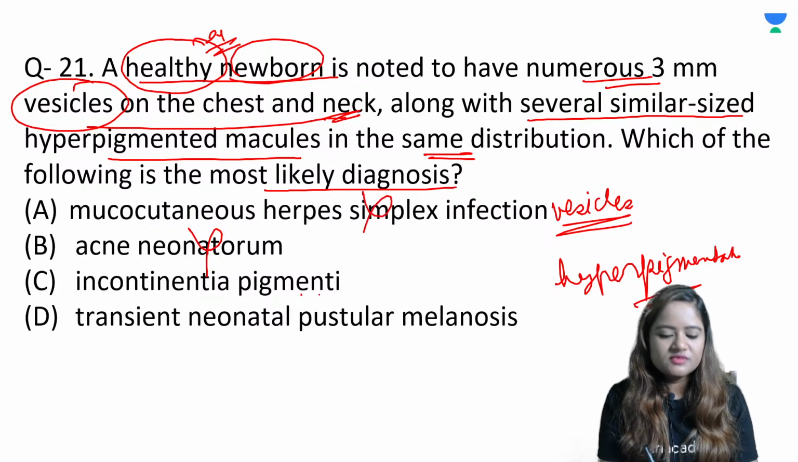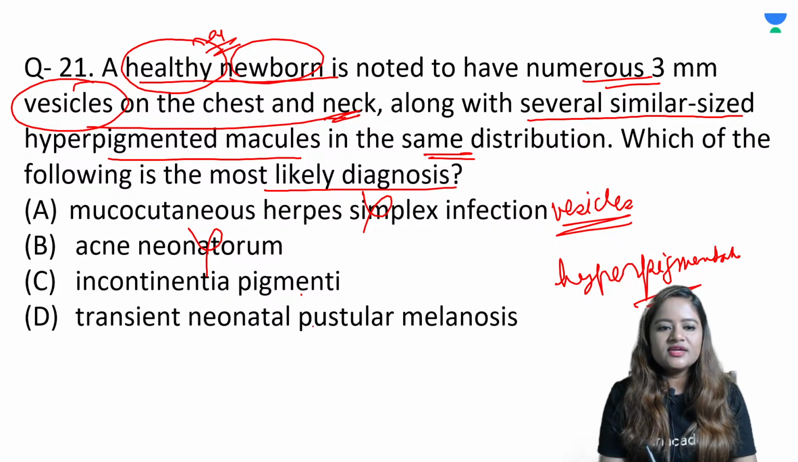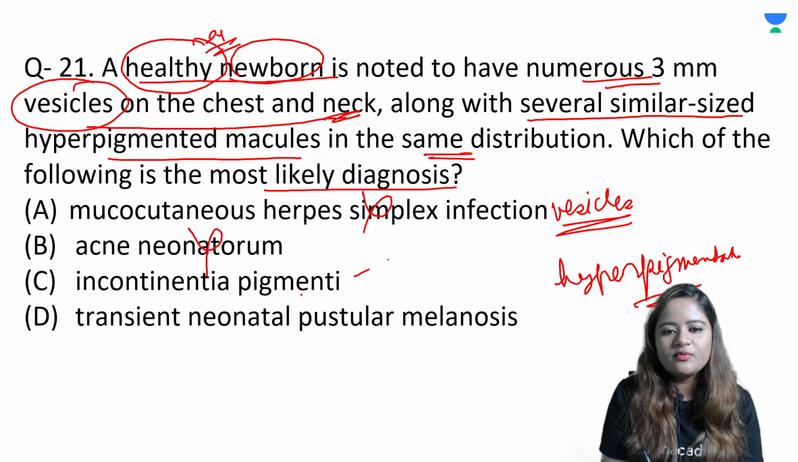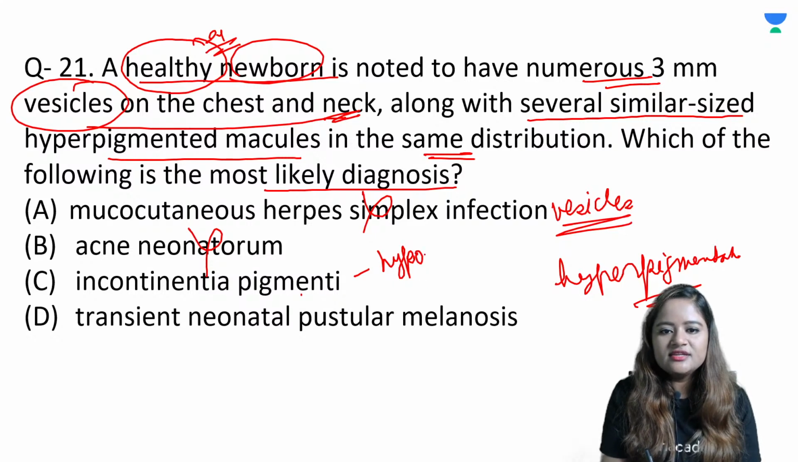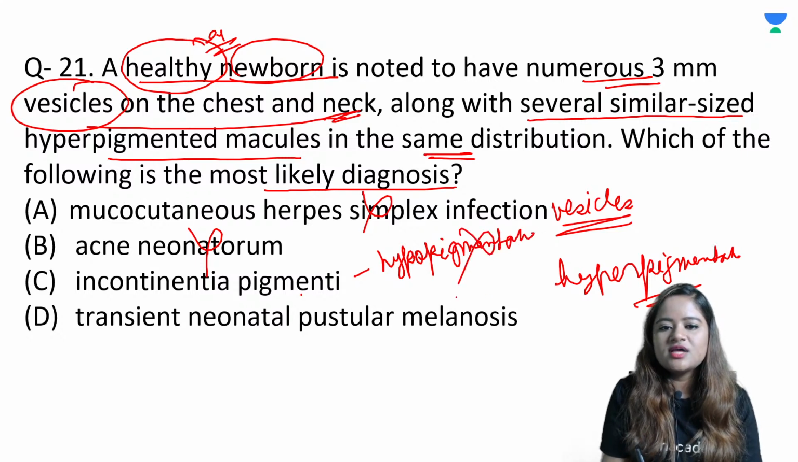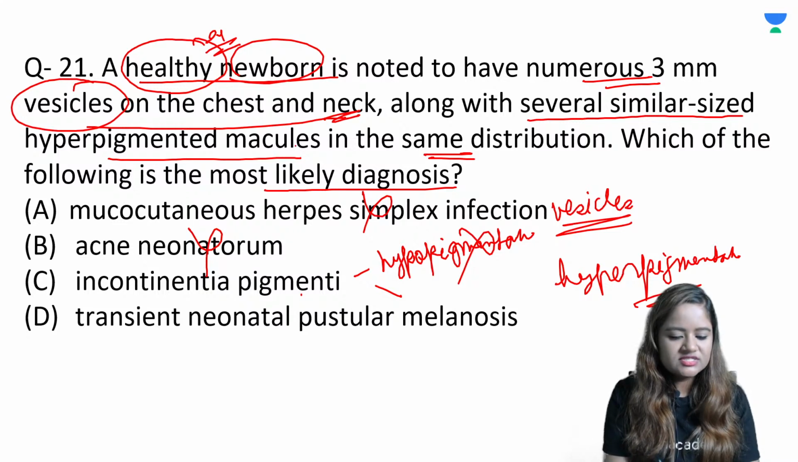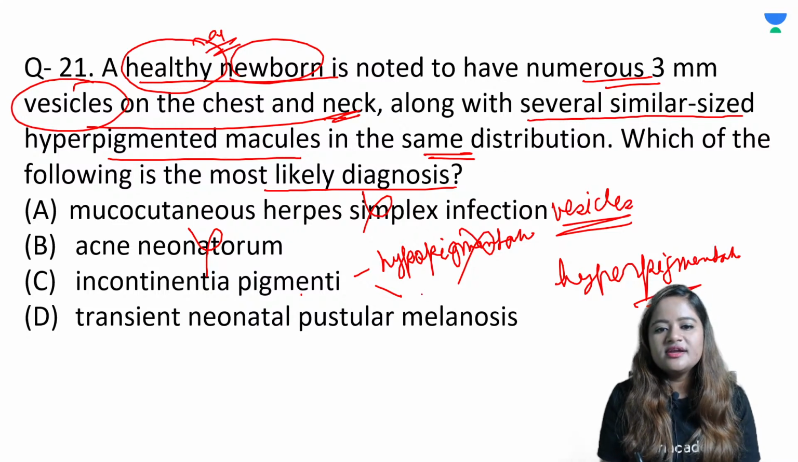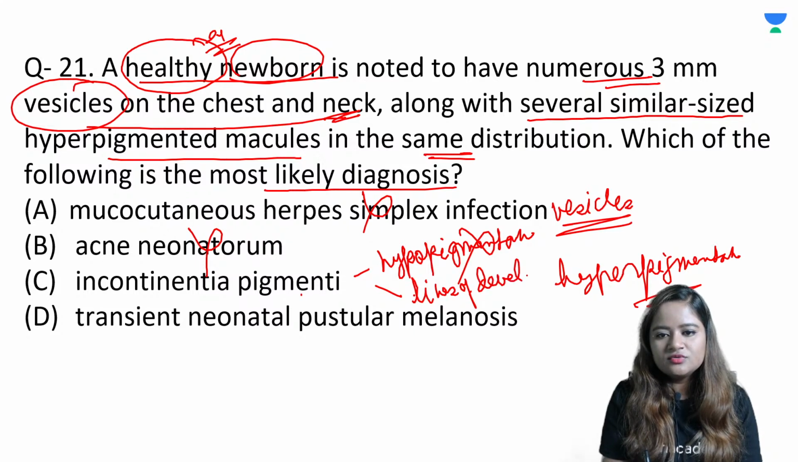Then there's most confusion between option number C and D. Okay, so incontinentia pigmenti में सबसे important चीज होती है hypopigmentation is the first thing that is going to be present in the newborn age group. So ये hypopigmentation तो दिया नहीं है question में, so that also goes out. And second thing, the distribution is mentioned. It is present anywhere on the chest and the neck. And you also have similar lesions, which are hyperpigmented macules in the same distribution. So, incontinentia pigmenti का classical feature क्या होता है? That is present on the lines of development. So that also helps you to rule out this option.